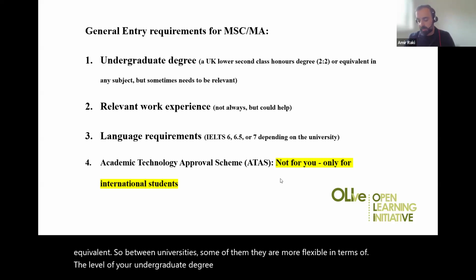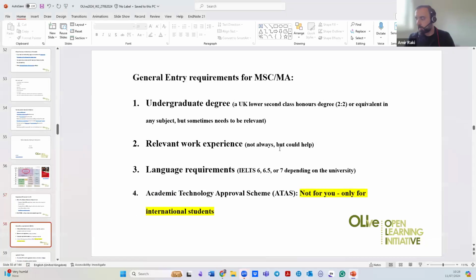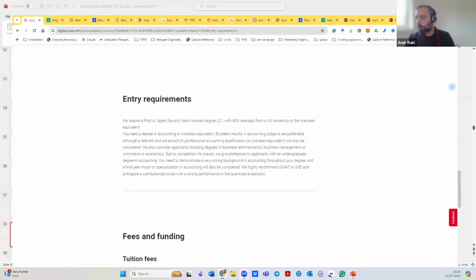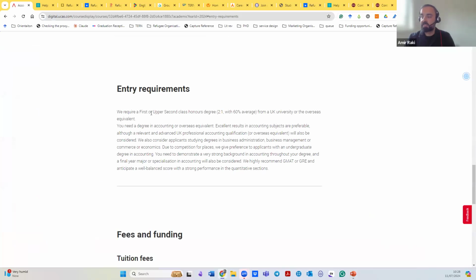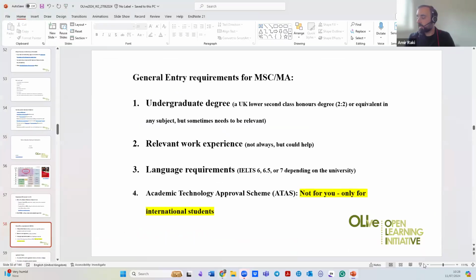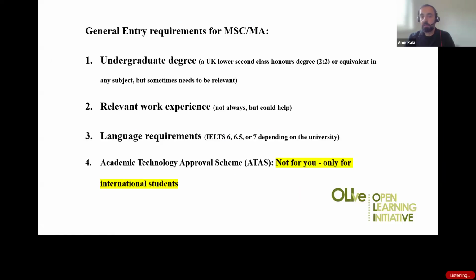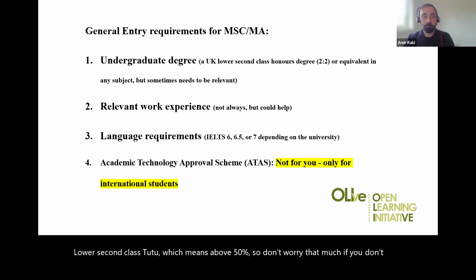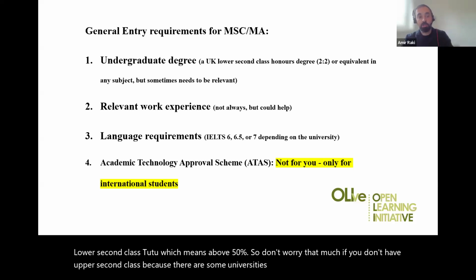So I'll take you again to the University of Manchester website, and there you can see that it says upper second class, 2-1, 60%. But there are other universities that accept lower second class, 2-2, which means above 50%. So don't worry that much if you don't have upper second class, because there are some universities who accept lower second class degrees as well.